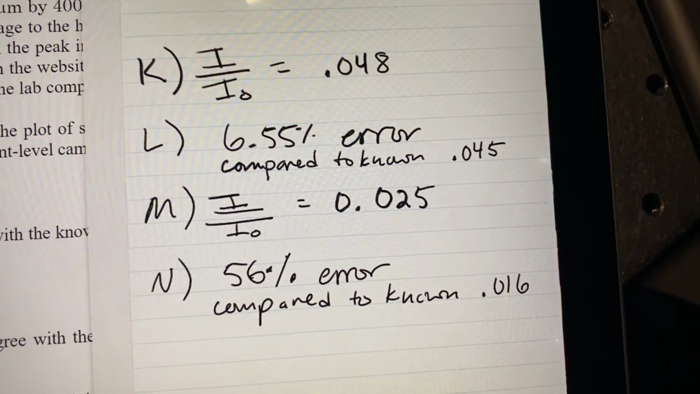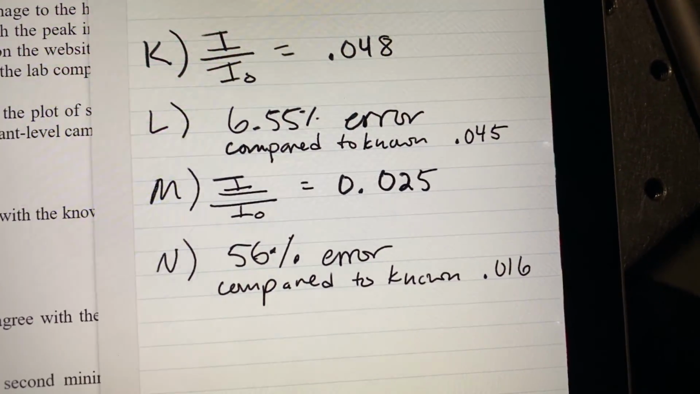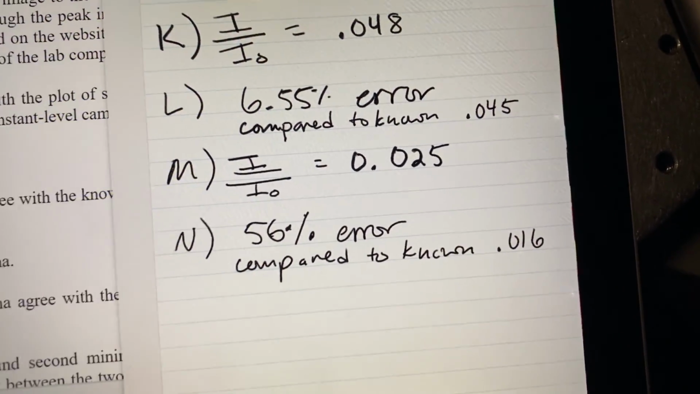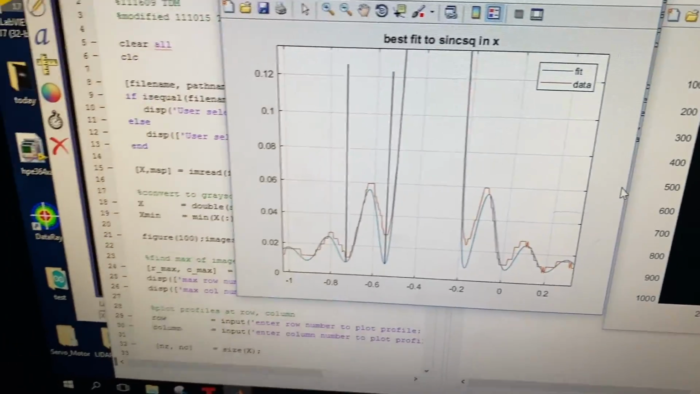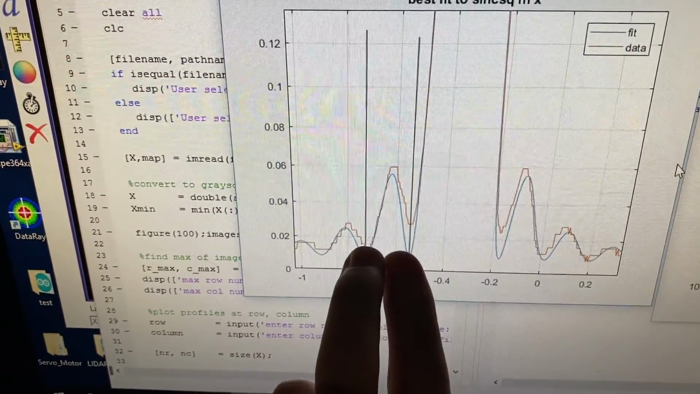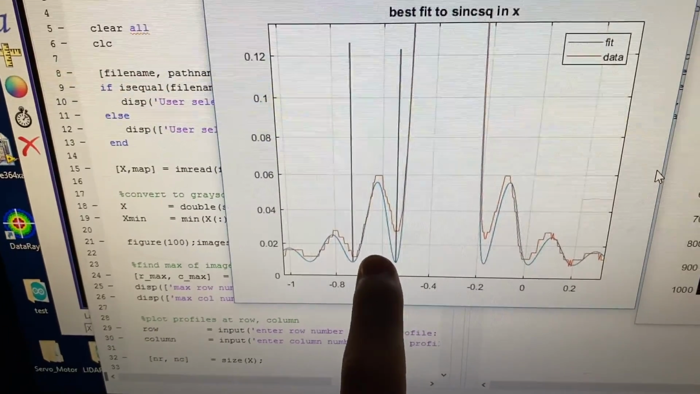We then tested this again for the second highest peak with an I over I naught of 0.025 with a 56% error. Another interesting thing to note about this experiment is that the peak does not lie in between the two minima. It is shifted slightly to the right.